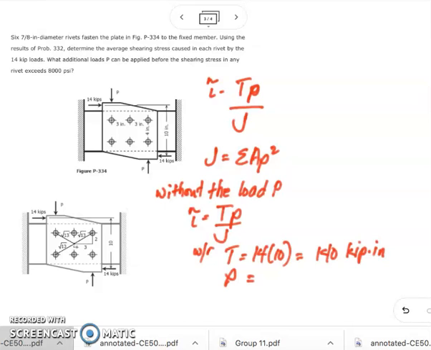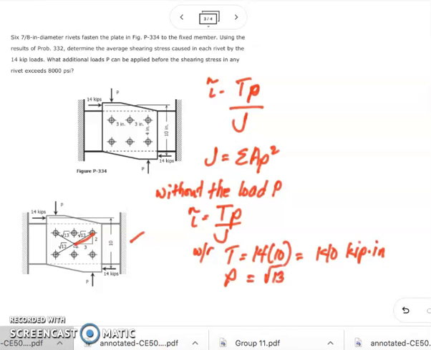Using the given figure, in the vertical direction the distance is 2, and in the horizontal direction towards the center of gravity it is 3. Therefore, the distance is equal to the square root of 13. So our rho here is equal to the square root of 13.